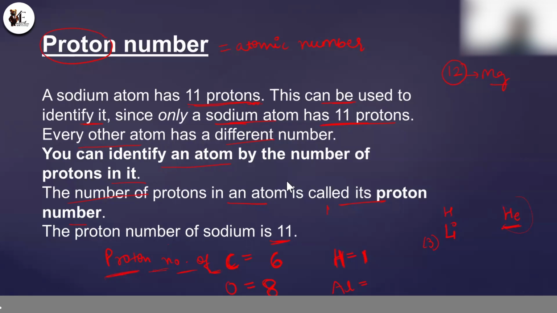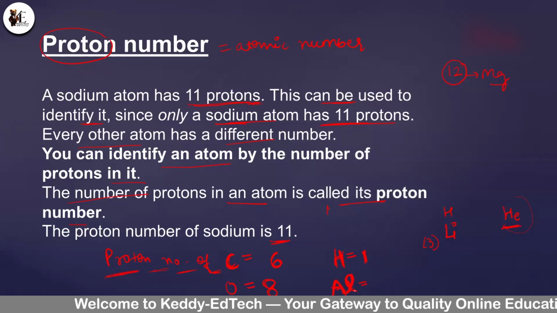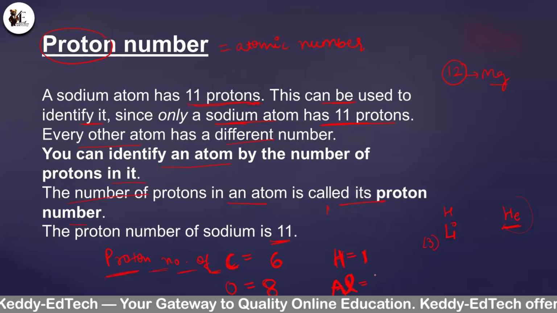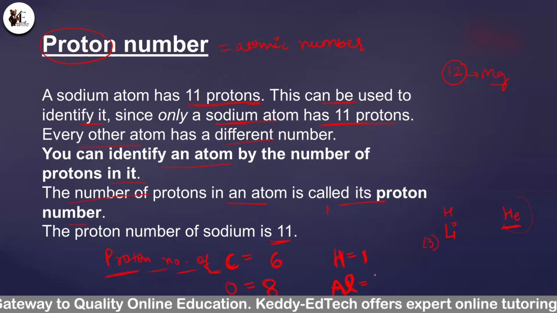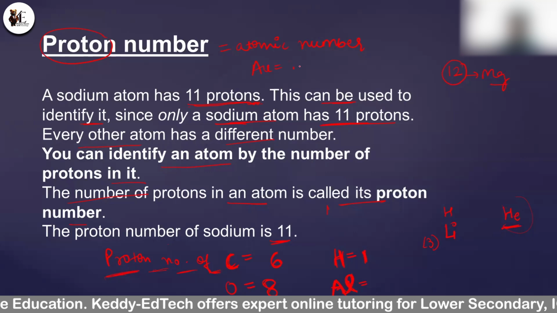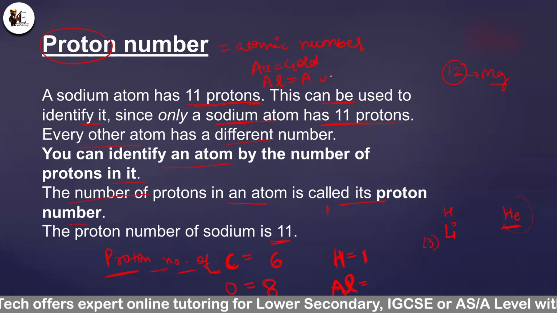So the proton number for aluminium is? Proton number for aluminium. Au is aluminium, right? Au. No, Au is gold. Au is gold. Al is aluminium. Al. Yes.